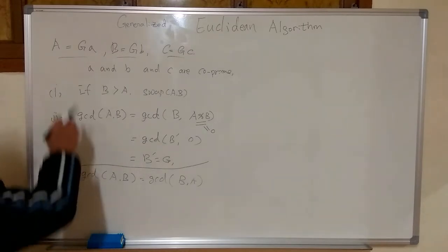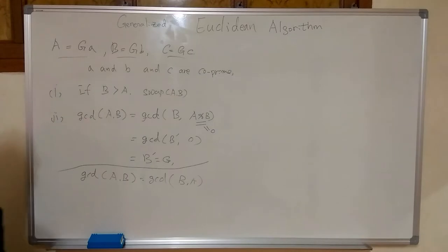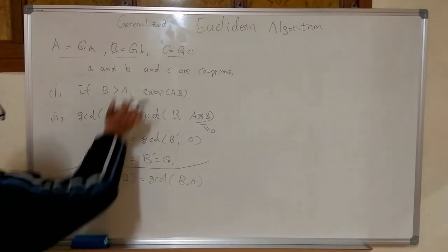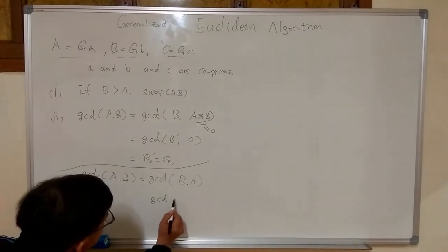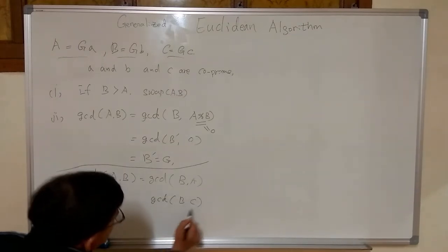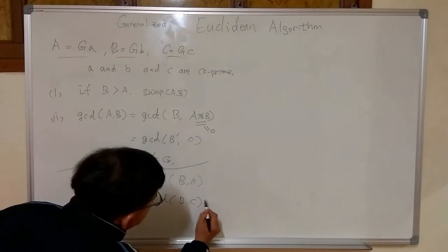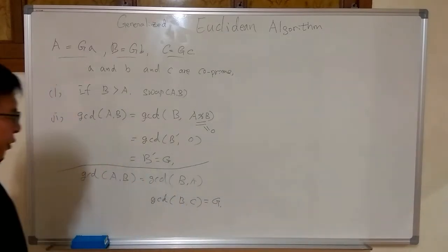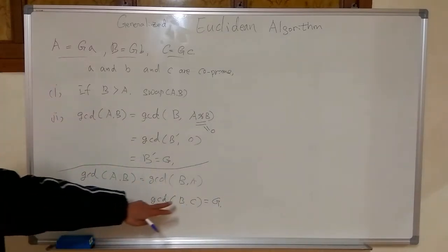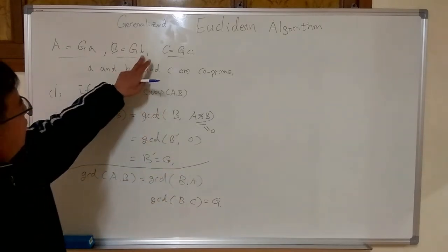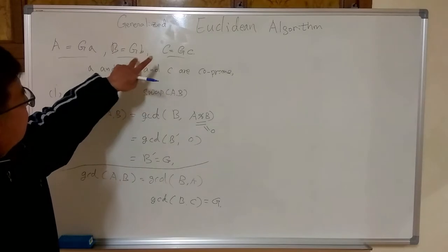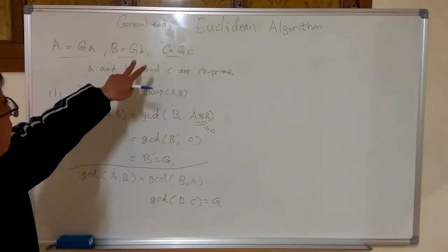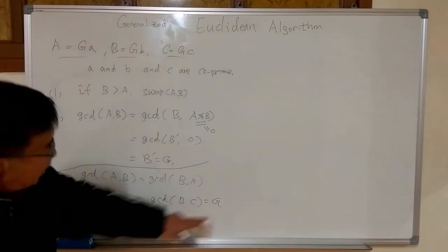So if we examine the three numbers, we can say if we apply this one first, GCD(B, C) will give us G. We follow this way. The greatest common divisor would be G.